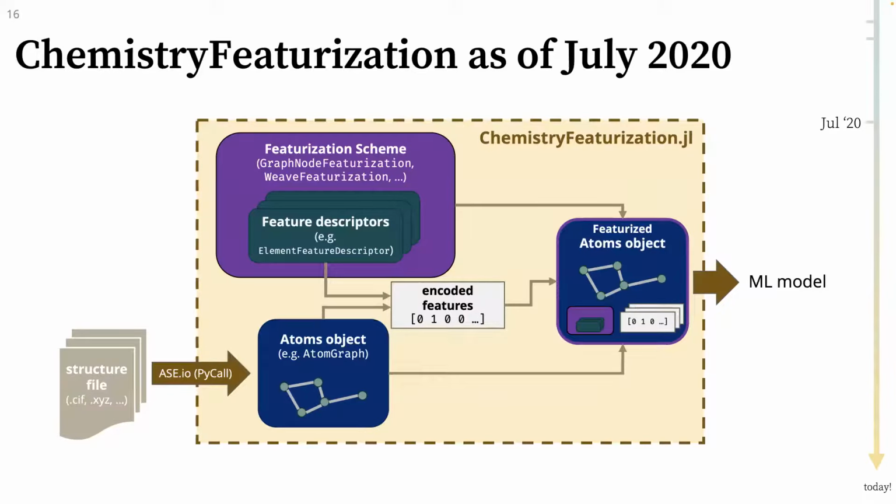Rachel, is chemistry featurization used to calculate the initial feature needed for the graph neural network? Yes, exactly. Yep.